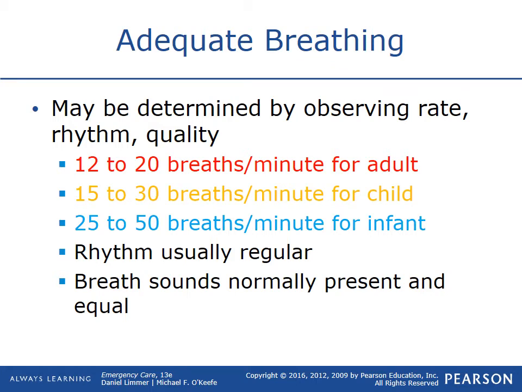To determine adequate breathing, observe the rate, rhythm, and quality. Average rate: 12 to 20 breaths a minute for an adult, 15 to 30 breaths per minute for a child, and 25 to 50 breaths per minute for an infant. Also make sure that the rhythm is regular and that the quality is adequate. Assess that tidal volume, making sure they're able to get in a substantial deep breath.